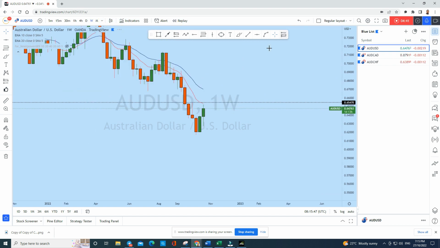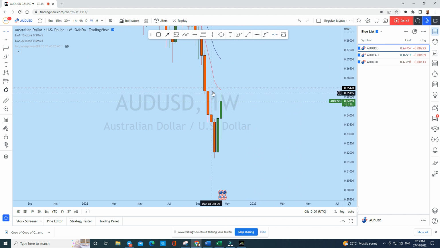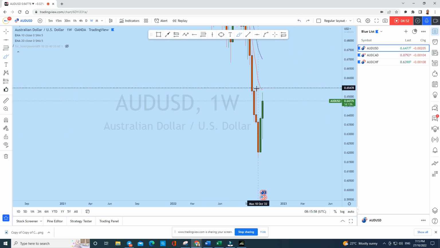Now looking at the weekly time frame, as you can see, there was already a liquidity grab on that weekly resistance. This weekly pin bar in fact is a very strong bearish pin bar, and we can expect this resistance to be respected and the price to come back in that way.